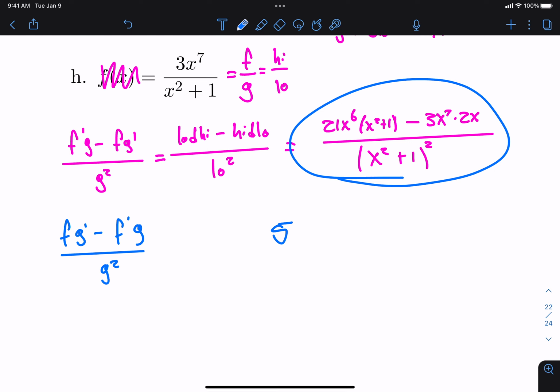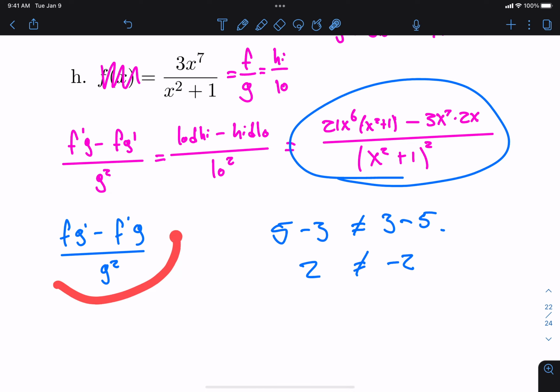The reason is 5 minus 3 is not the same thing as 3 minus 5. The thing on the left is 2, and the thing on the right is minus 2, right? So if you mix up the order of the numerator for the quotient rule, you will get the same answer as you would normally, but negative. So it's the opposite of the correct answer in terms of the sign.